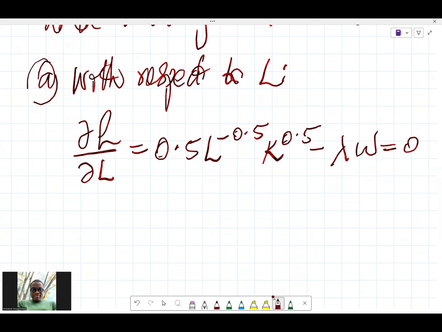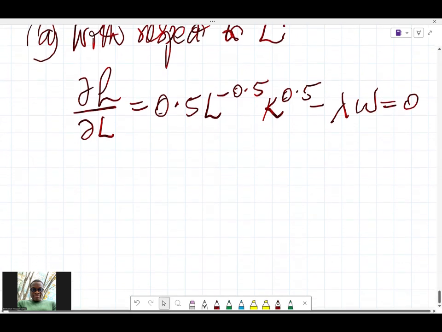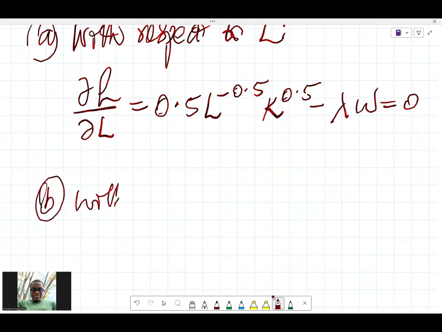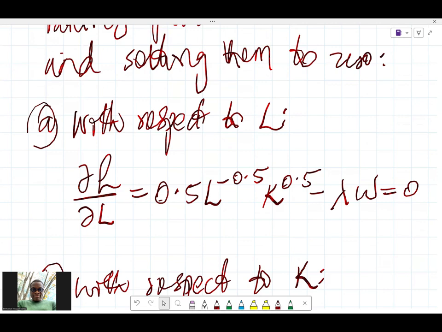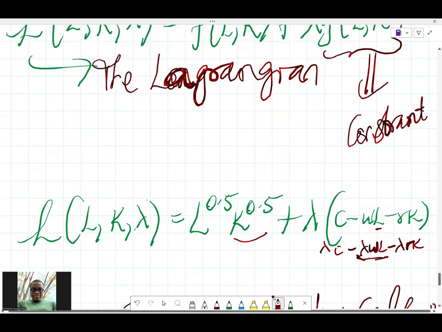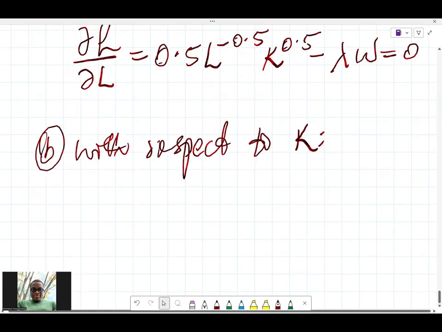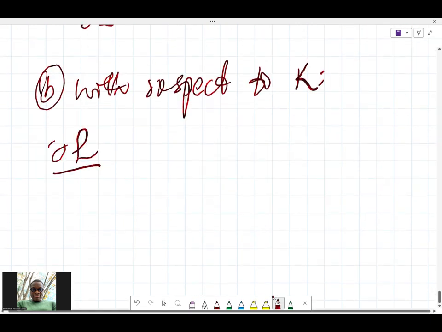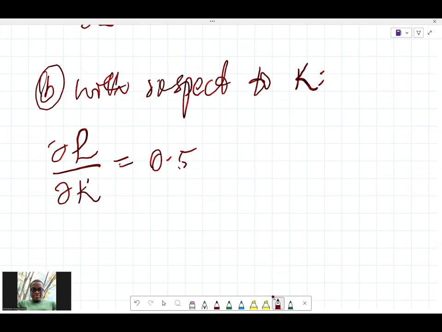Then the next thing, so we have an expression like that. The next one is B, with respect to K. The same thing happens for K. So K now, the attention shifts to this. The same power thing comes down and the power of K is reduced and this is left the way it is. And then when you come here, because we are focusing on K, we have minus lambda R, all right? So that's partial Lagrangian, partial K, and that is equal to 0.5 K raised by minus 0.5 L 0.5 minus lambda R equals 0.